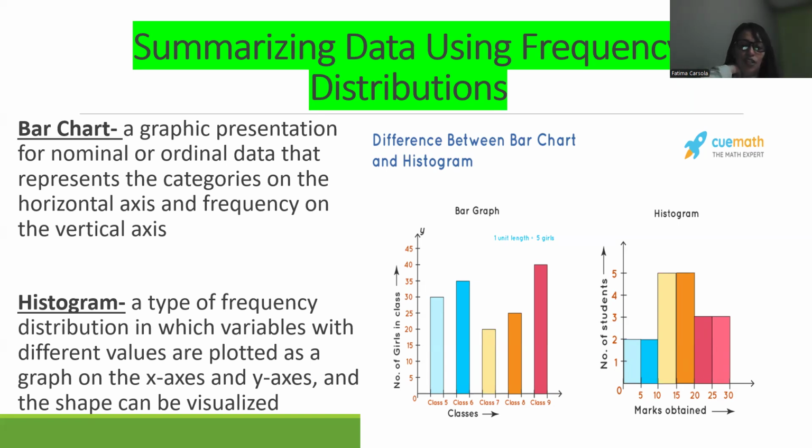An easy chart to create is a bar chart. So yung bar chart po kasi is for nominal or ordinal data. And the most common way of designing a bar chart is to have categories of the variable on the x-axis, which is the horizontal part of the chart, and the frequency of each category on the y-axis, which is your vertical.